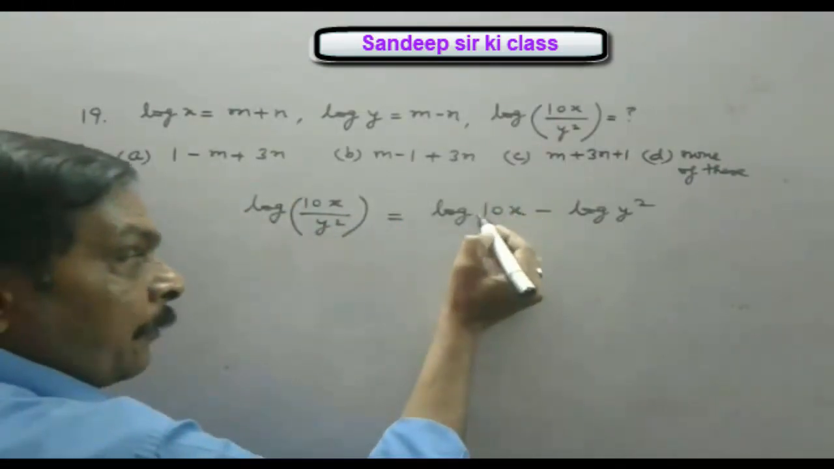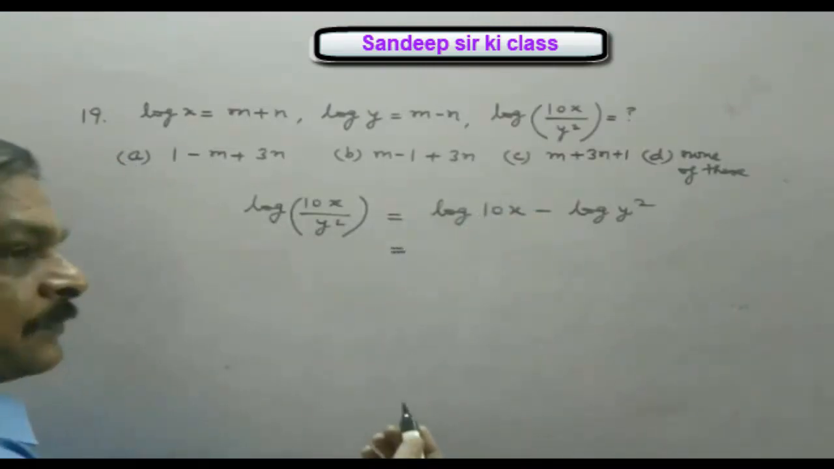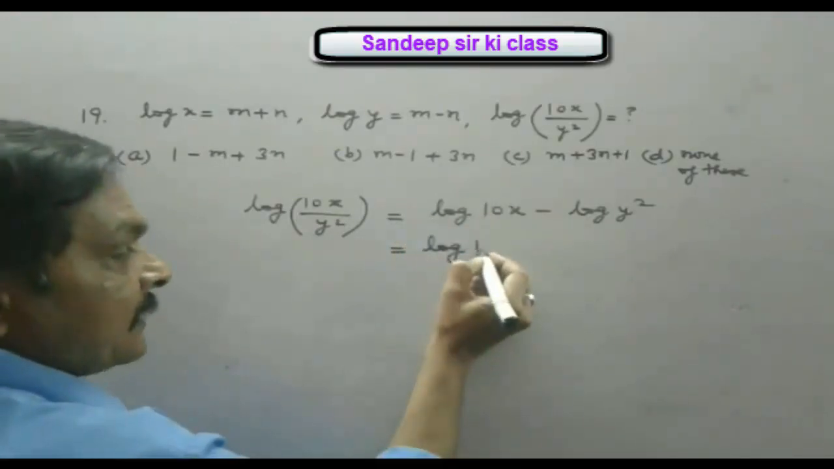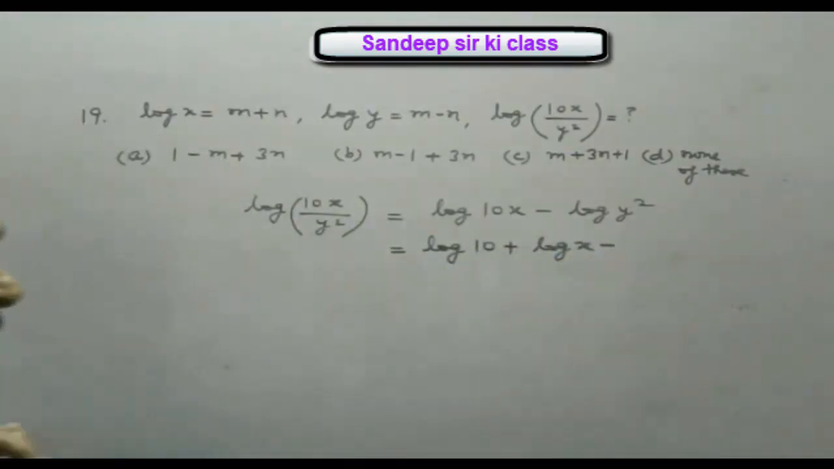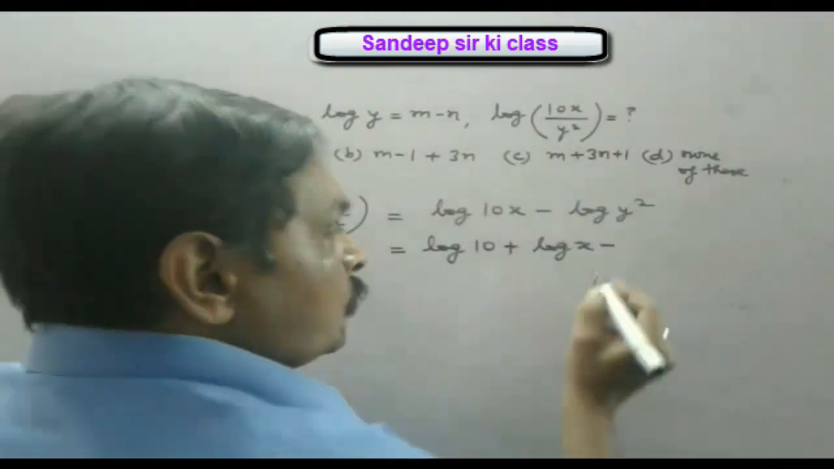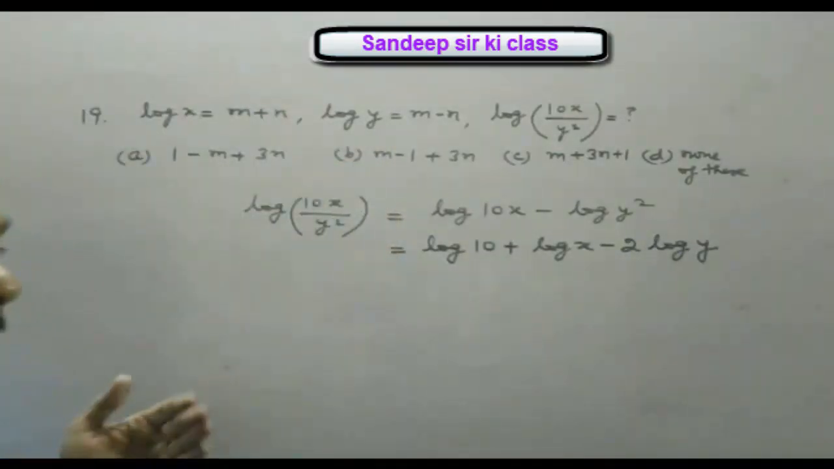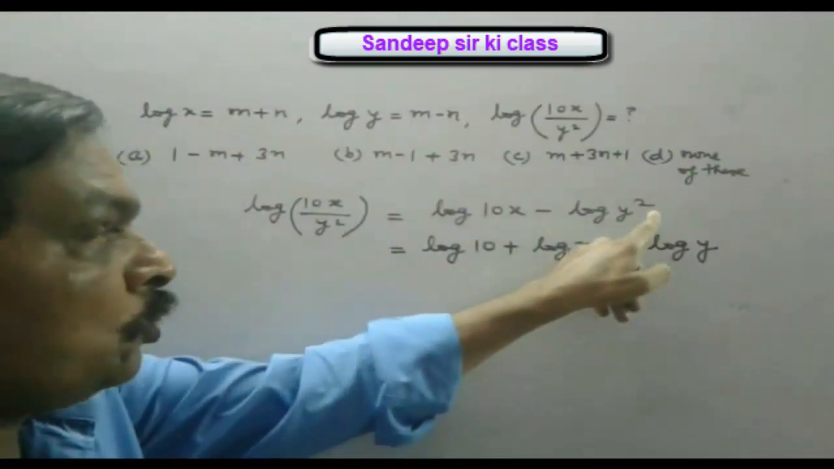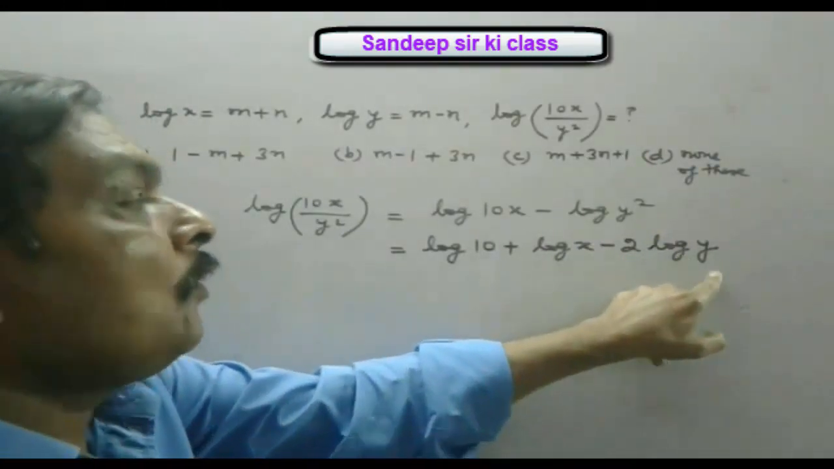Now these are in product, 10 into x, so they will be in log property. As per the log property, they will be in the addition form. So this can be written as log 10 plus log x minus, this is log y square, m to the power n form. So this can be written minus 2 log y, because log of m to the power n is n log m. So 2 will come ahead, it will be in the product with log y.